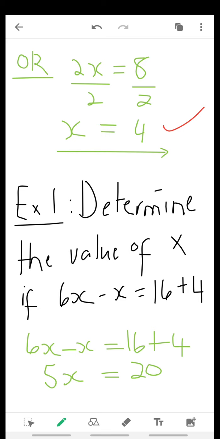So remember I said the opposite of multiplication is division. That's why I'm dividing by 2 to get x alone and find the value of x. Now let's go to example 1.